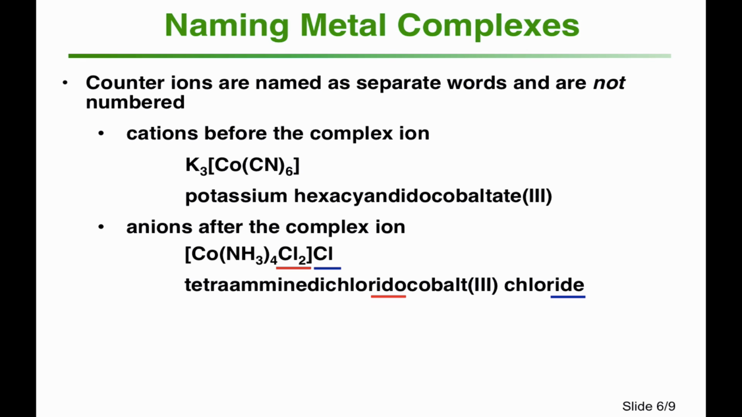chloride. There's a space between the cation and the complex ion in the first example, and there's a space between the anion complex ion and the chloride, the counterion, in the second example. This is how we know what's the cation and what's the anion. There's no space anywhere in the complex ion's name, but there's a space between the counterion and the complex ion. Okay, that's it for naming.